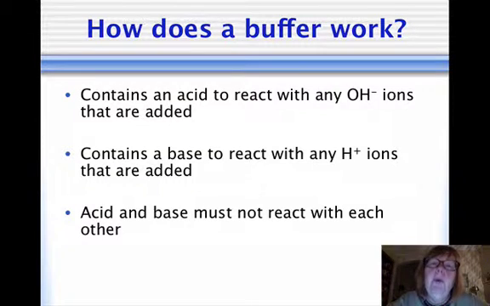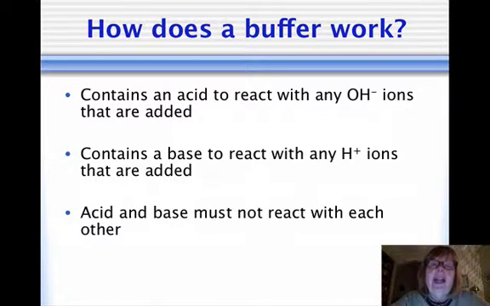Now, a buffer works by having an acid available to react with any hydroxide ions that are added. So if you've got a buffer and you add a base to it, the acid portion of the buffer will neutralize the base. But it also contains a base, so that if you add anything that can produce hydronium ions or H+ ions, that base will react to neutralize those ions.